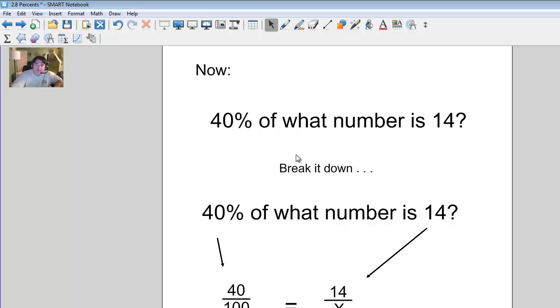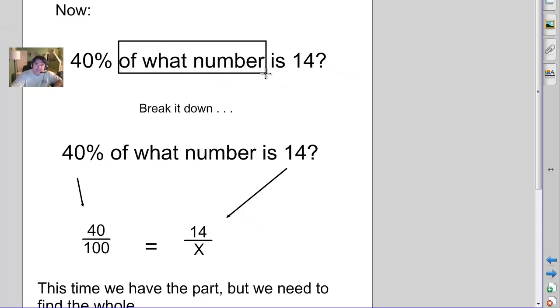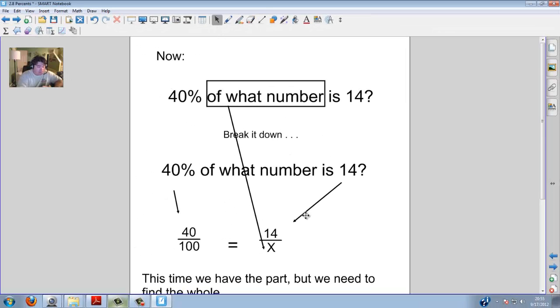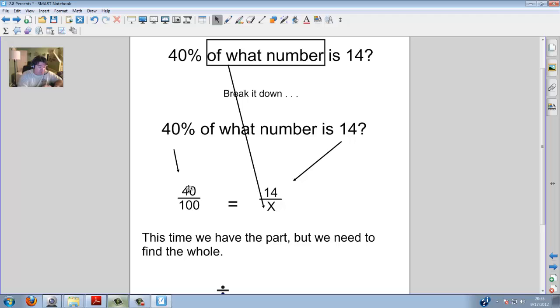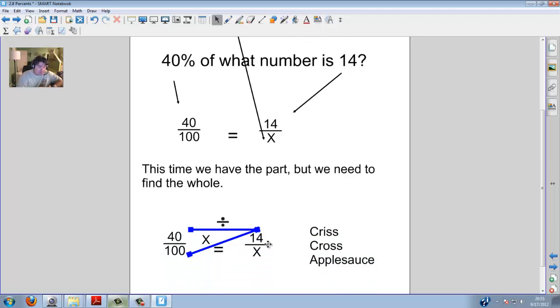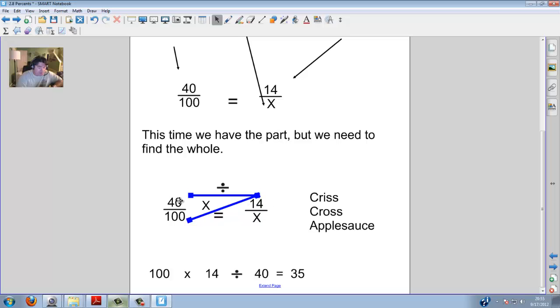40% means 40 over 100. Of what number? Now, we don't know what number, but the "of" goes in the bottom, so that goes on the bottom like this. Notice how it goes right down here. Is 14, we know "is," so "is" goes on top. Once you figure that out, Criss Cross Applesauce, no different. 14 times 100 divided by 40, bing bang boom, just like that. 14 times 100 divided by 40, which makes 35.